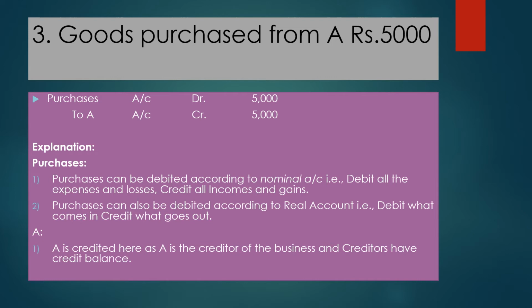See, goods purchased from A rupees 5,000. Here, in this transaction, I am not mentioning in cash or from cash. Any hint, I am not mentioning. Goods purchased from A. Only the name of the creditor I am mentioning here. If the name of the creditor is mentioned here, only then it is called a credit transaction. You should not consider it as a cash transaction unless cash is provided here.